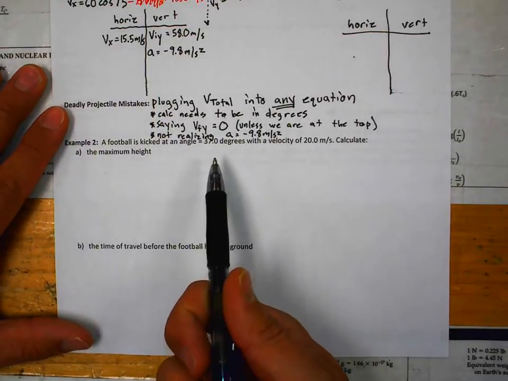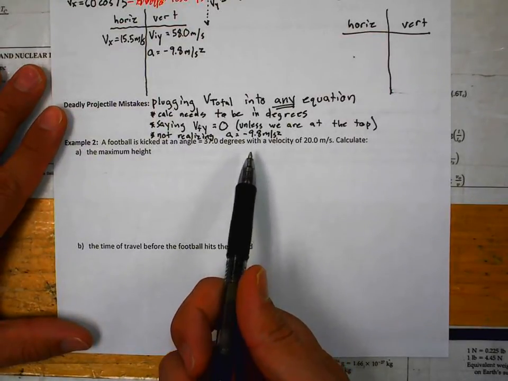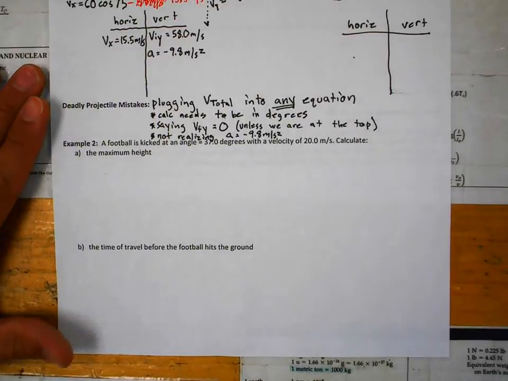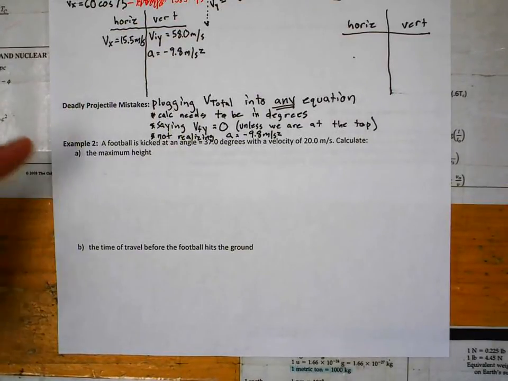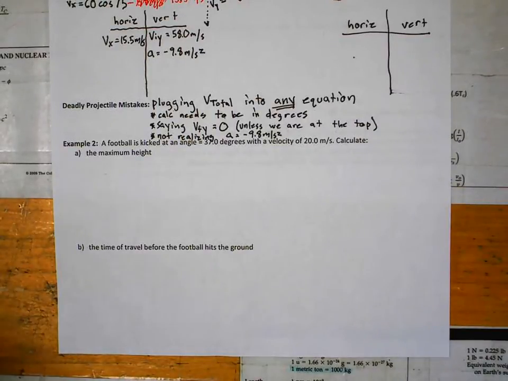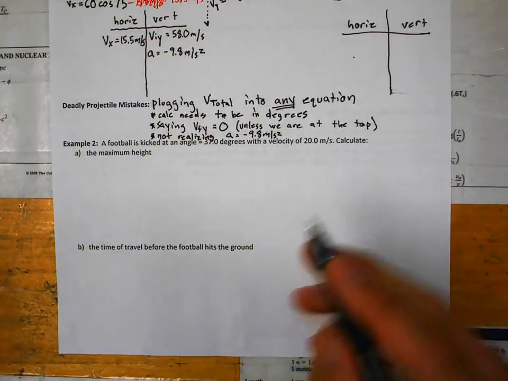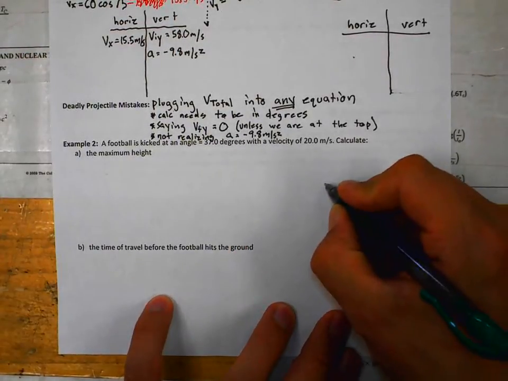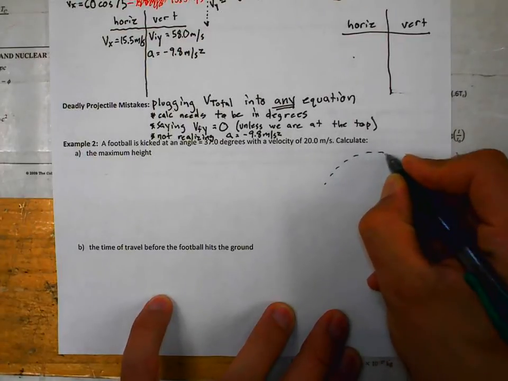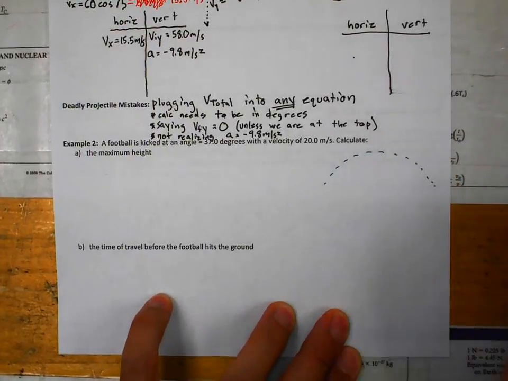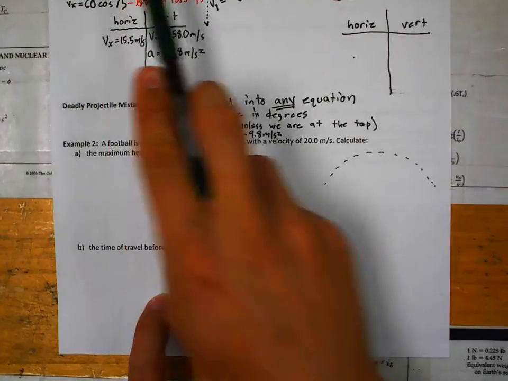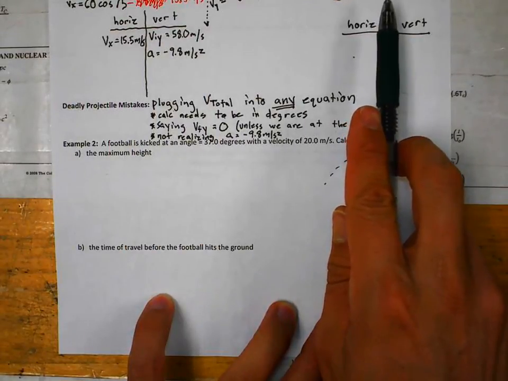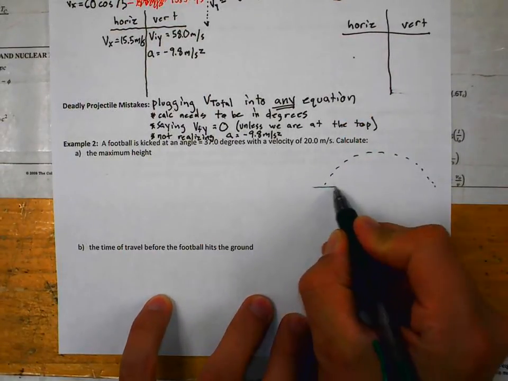A football is kicked at an angle of 37 degrees with a velocity of 20 meters per second. We want to calculate the maximum height, the total time of travel, and some more stuff on the back. Let's draw a really simple picture over here. The football's going to do that. Is this an easy projectile or a difficult projectile? Easy, because it's a level playing field, right?